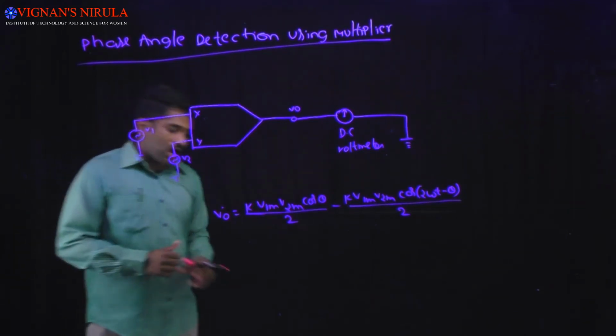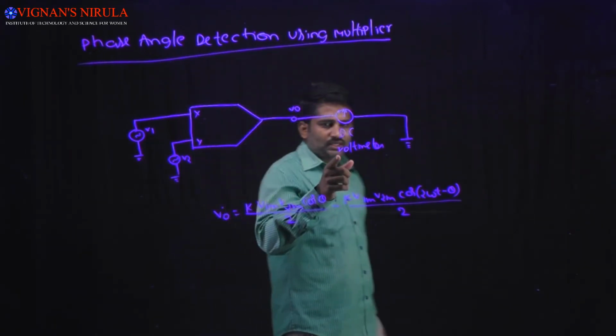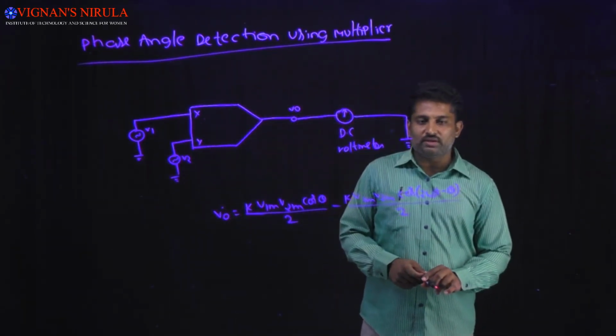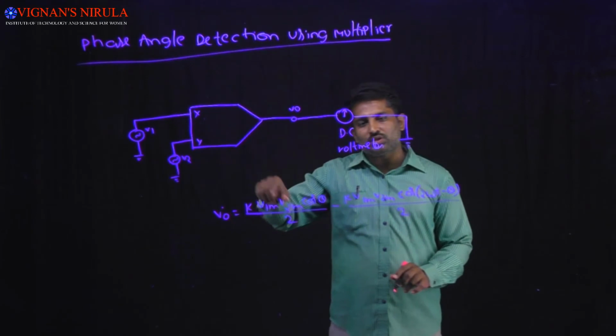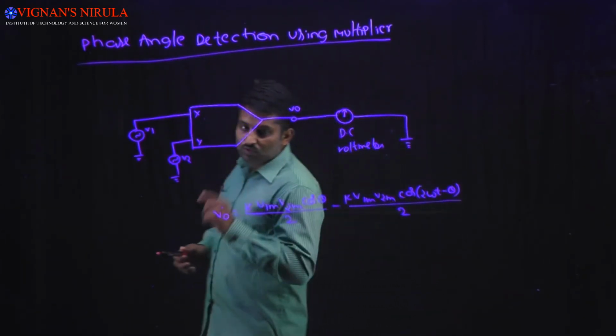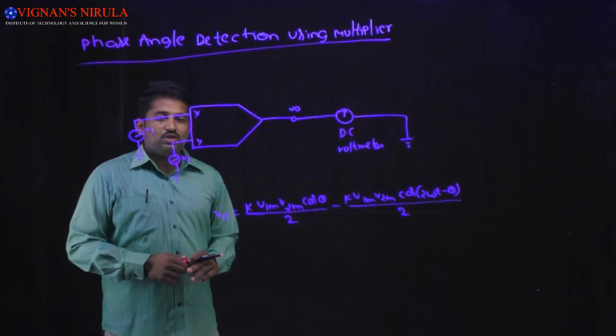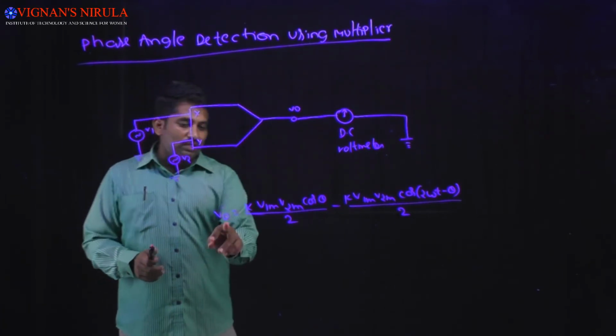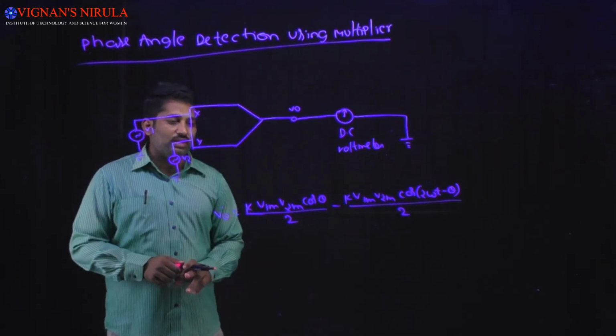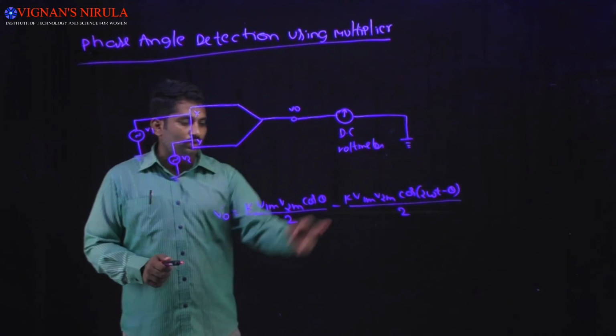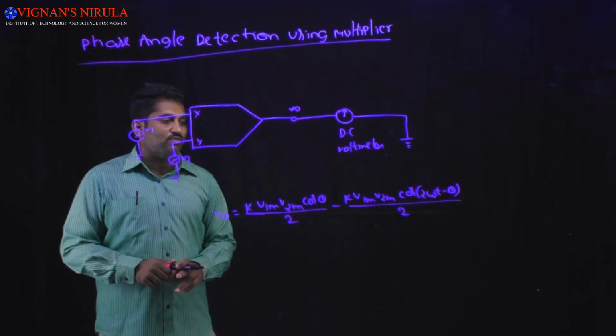Here at the output we are going to connect a DC voltmeter, considering the output voltage expression from the frequency doubler using multiplier. V0 is equal to k into V1m V2m into cos theta by 2 minus k into V1m V2m cos of 2 omega t plus theta by 2.